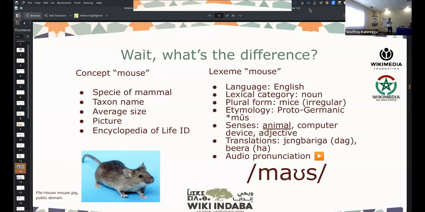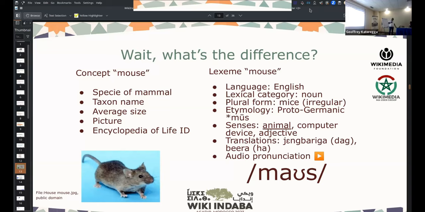You know, a concept like a mouse would have a QID with certain statements that describe what the concept is. So things like the instance of species of an animal, it would describe the taxonomy of the animal. There could even be an image and an external ID linking the item to a third-party knowledge base where you can go on and find out more about what this concept of a mouse is all about.